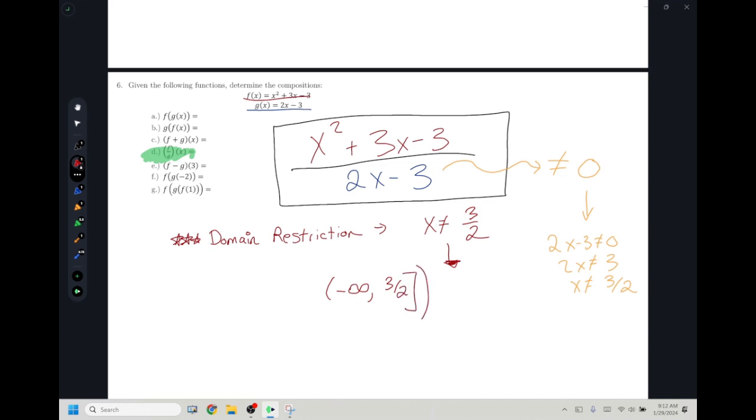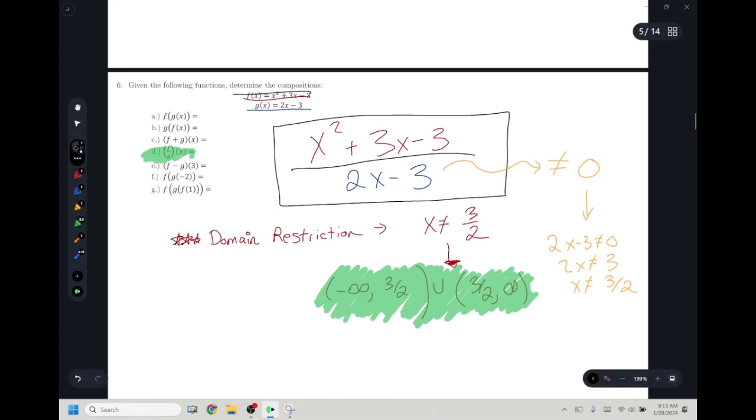Include or not include? Good call. Unite it with? 3 over 2. To infinity? That's a pretty way to write the same thing. And beyond. And then to infinity and beyond. Well, that's a final answer, but sometimes this same type of problem will say determine the composition and find the domain, and that's what we just did.